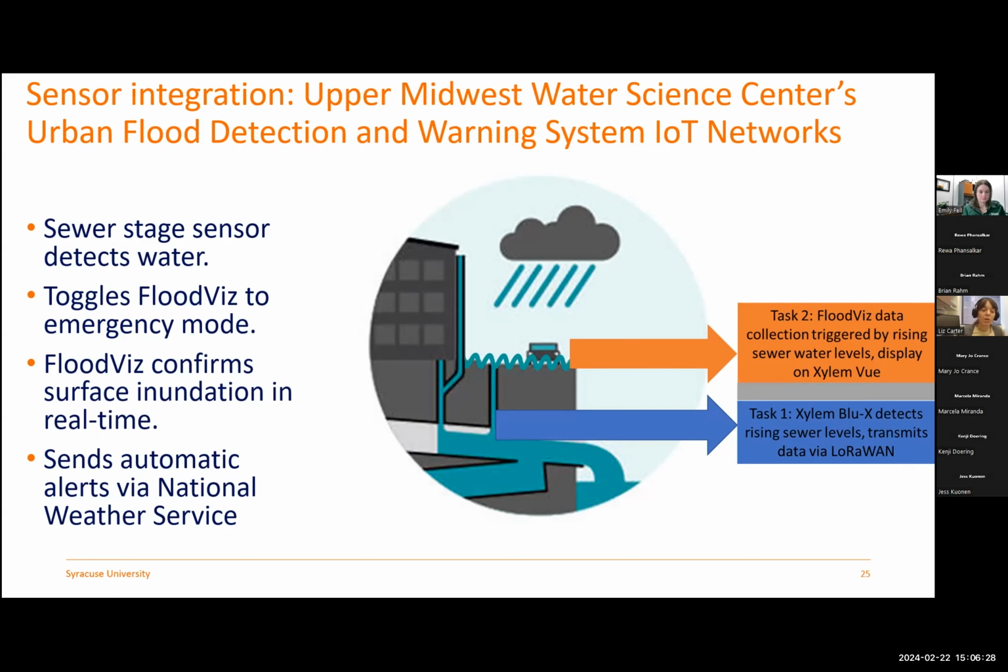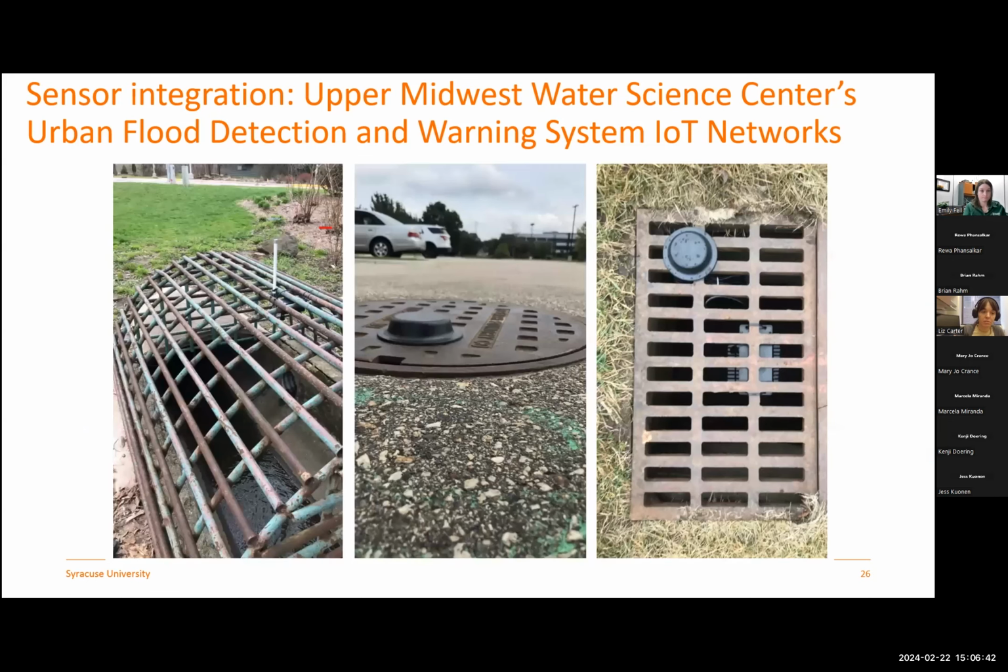And right now, our stormwater sewer stage sensors, too many S's, are also set up to send automatic alerts via the National Weather Service in certain communities in the US.